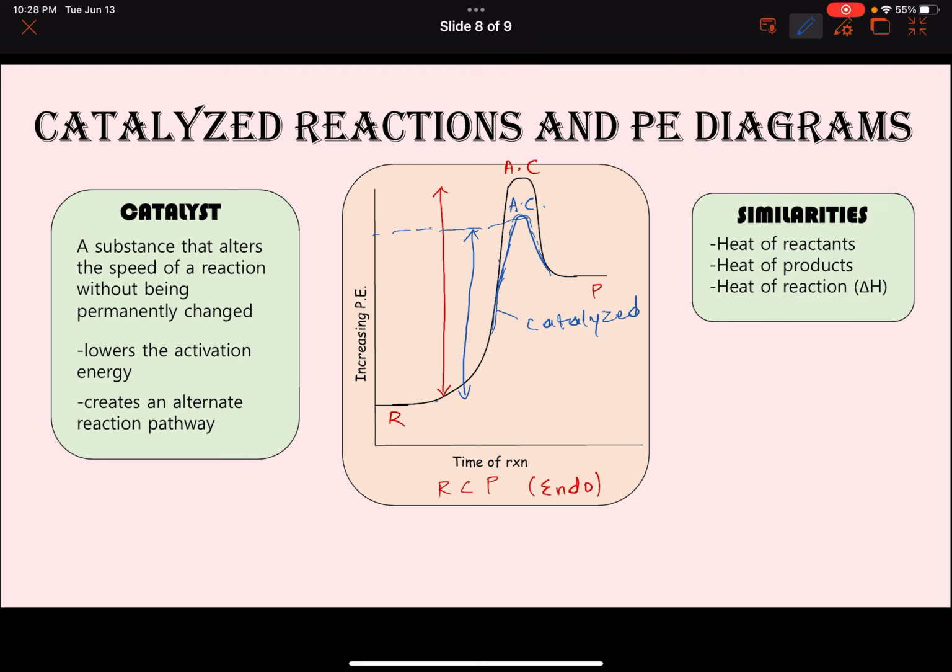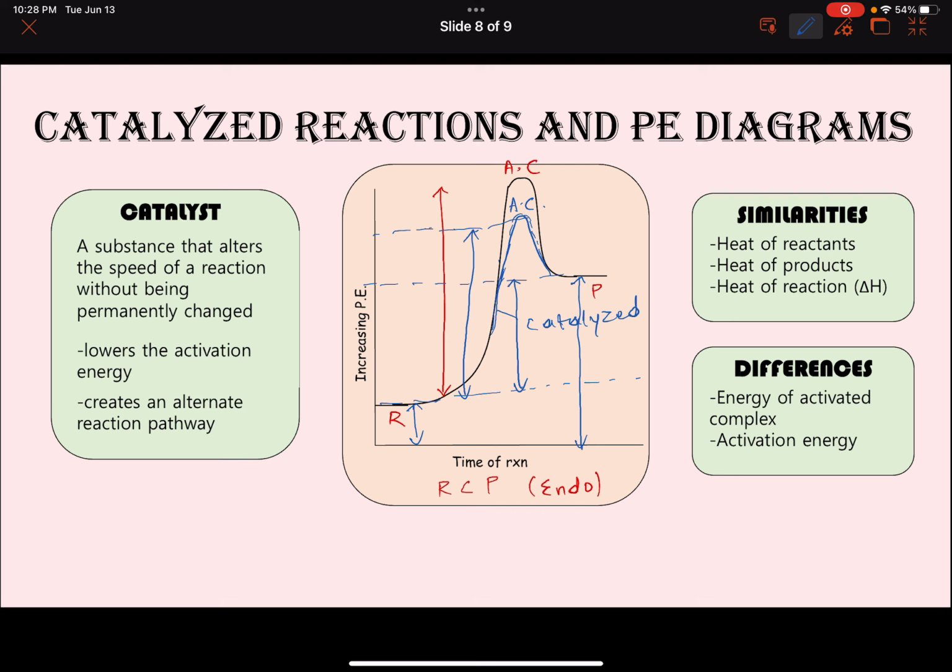The similarities between these two reaction paths are the heat of the reaction, which is still the distance between the products and the reactants, so this arrow is still going to be the same. The heat of the products is still the same because we did not change that line. The heat of your reactants is still the same because we did not change that line. The differences, however, are the energy of the activated complex, because we changed the location of the activated complex, and the activation energy, which is now going to be lower than the previous reaction path.